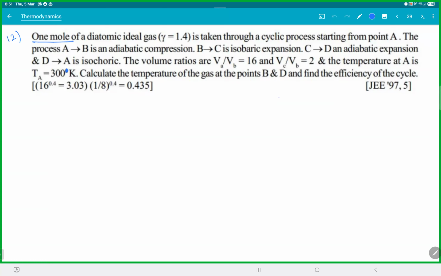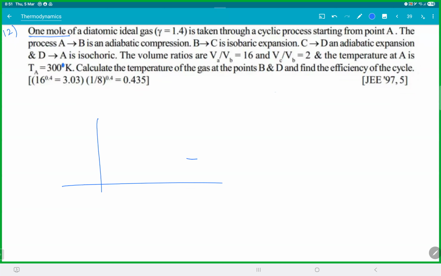Okay, let's see the graph. 1 mole of a diatomic gas is taken through a cyclic process starting from A. The process AB, first I'll try to draw roughly, okay? The process AB is an adiabatic process. So AB, it should look something like a curve, but it's an adiabatic compression, okay? So meaning you must have gone this way. Volume decreased.